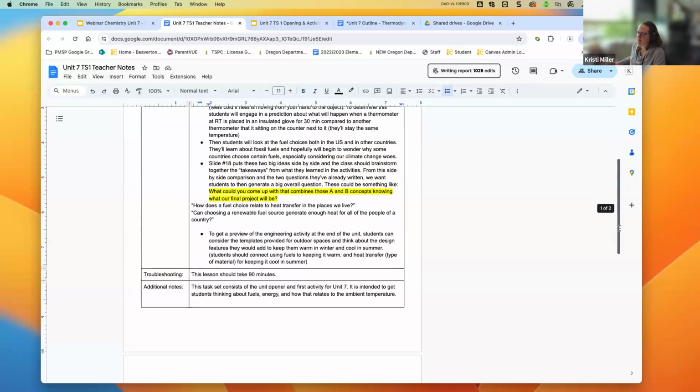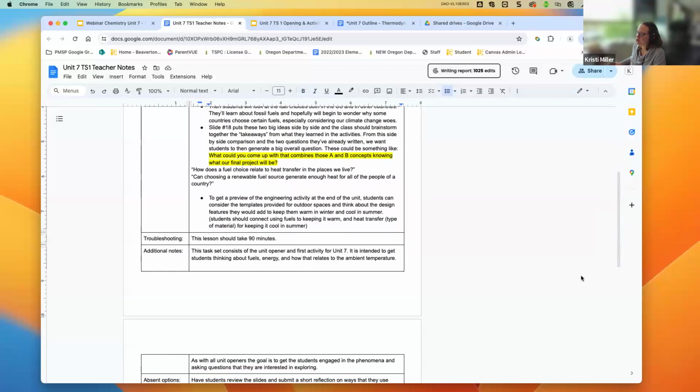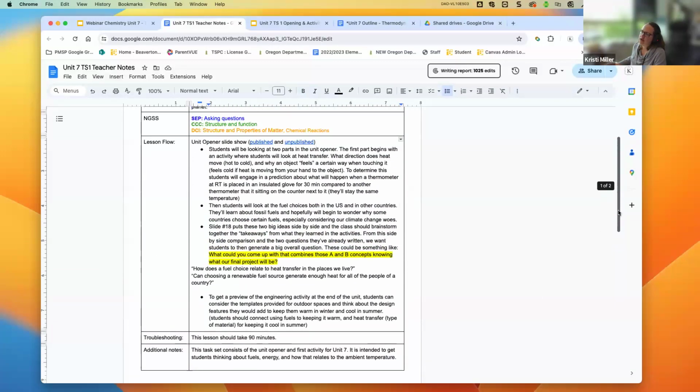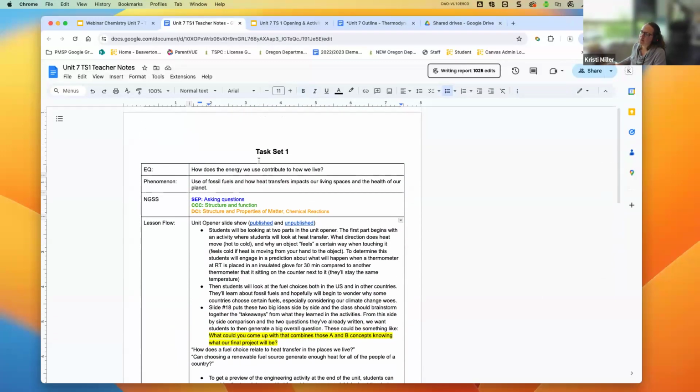It gives you an idea about how long it should take, any additional notes that we have. If students are absent, what can they do? What are our suggestions for what they can do? So this is the kind of information that's in our teacher notes.